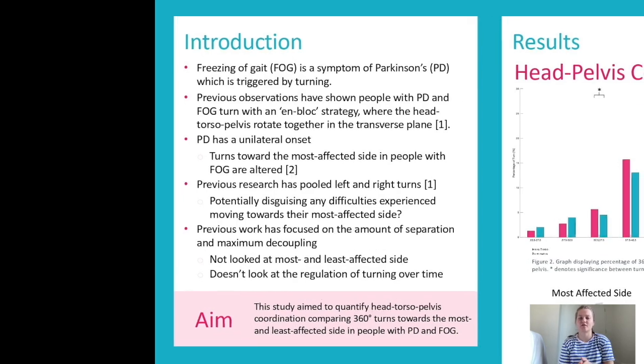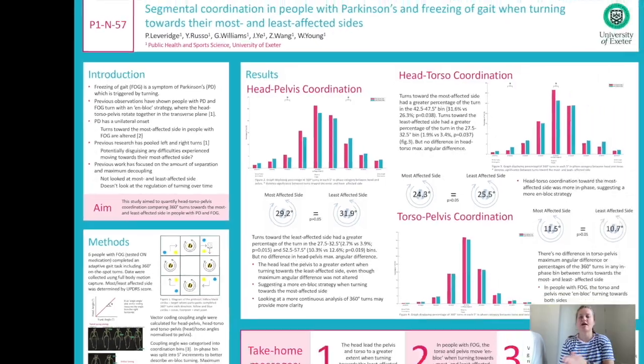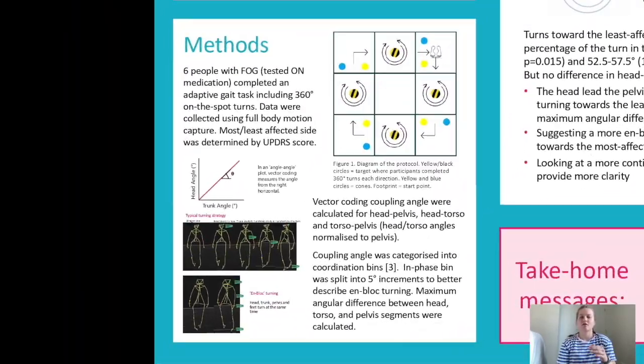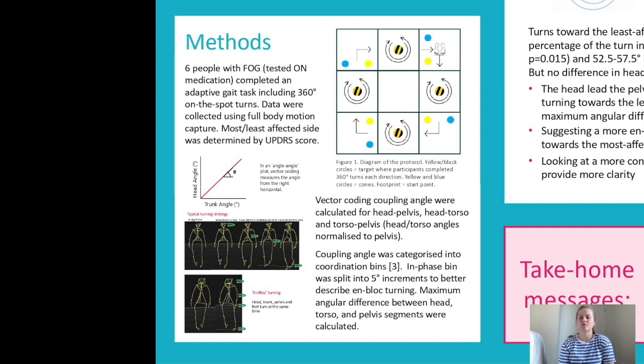So this research is focused on comparing turns towards the most and the least affected side in people with freezing of gait. We got 6 people with freezing of gait to walk to this yellow target, do a 360-degree turn one way and a 360-degree turn the other way, before continuing to the next target and repeating the task. For this analysis, we excluded any turns with freezing of gait or voluntary stopping in them.